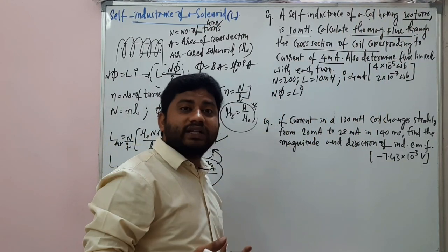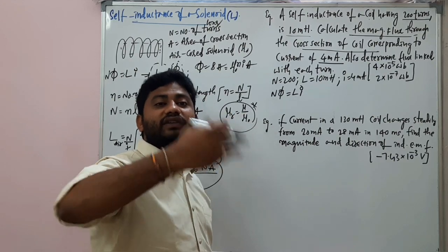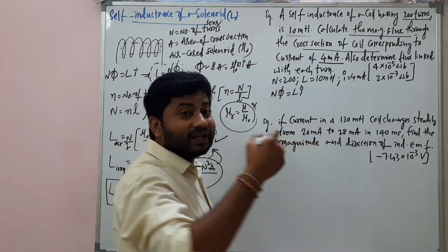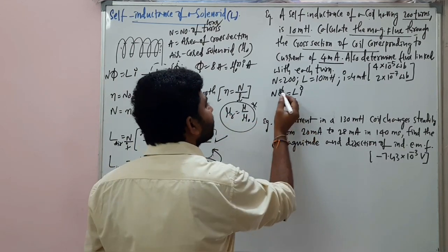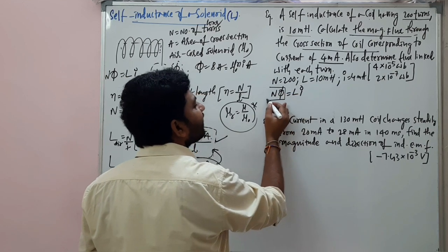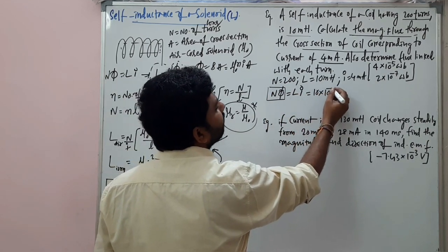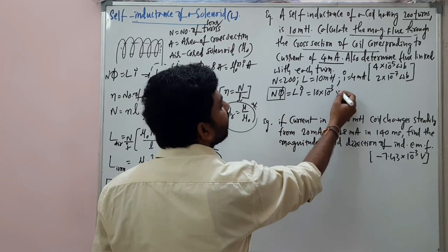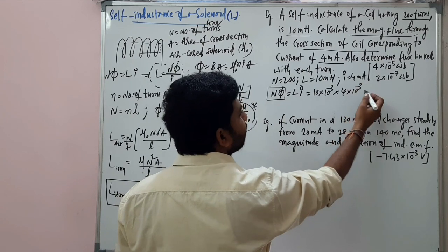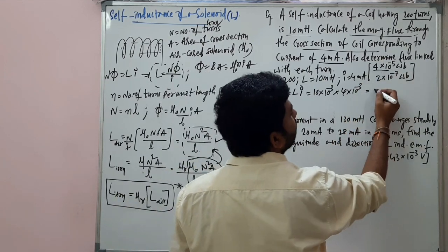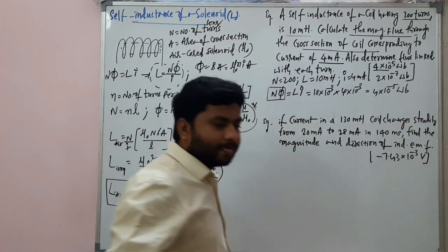Total flux associated with the coil means the sum of the flux associated with each turn. So this is N phi they are asking initially, which is equal to L value, 10 into 10 raised to minus 3 Henry, into I value, 4 into 10 raised to minus 3 ampere. So you will get 4 into 10 raised to minus 5 Weber.